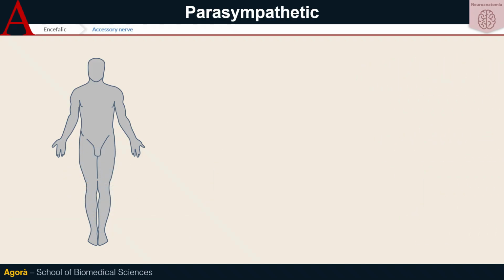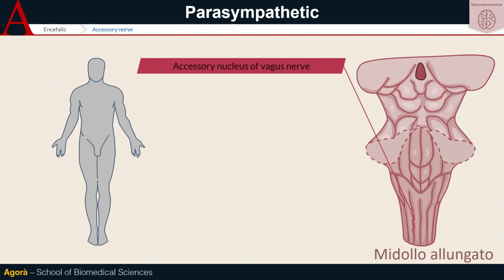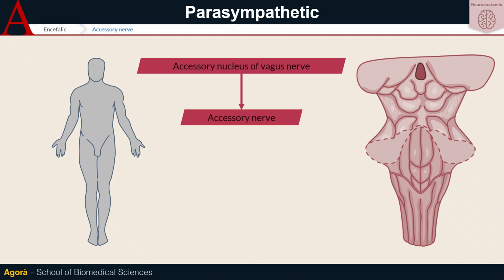The accessory nerve parasympathetic system is deeply linked to the vagus one. Preganglionic fibers stem from the accessory nucleus of the vagus nerve. From there, they follow the accessory nerve itself and then join the vagus nerve. Lastly, they follow its pathway.